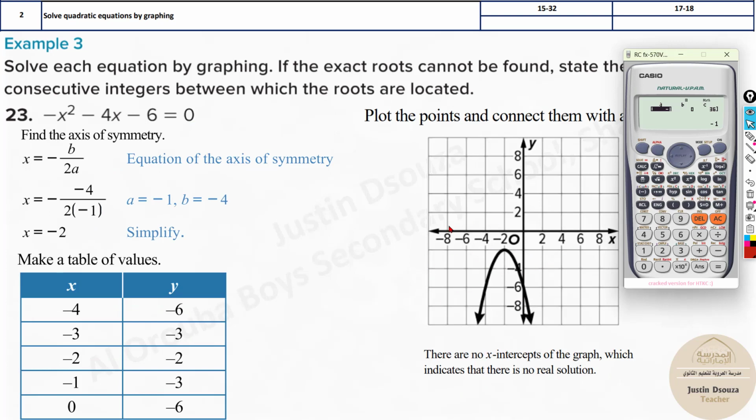Now over here, this one is a bit important. Why? Because let me try solving it. It's minus 1, minus 4, and lastly we have minus 6. What's the answer? That's an imaginary number. There are imaginary numbers. That means there are no real solutions. Therefore, you can see this graph doesn't even touch the x-axis. It is away from the x-axis because there are no solutions over here. That's the reason.